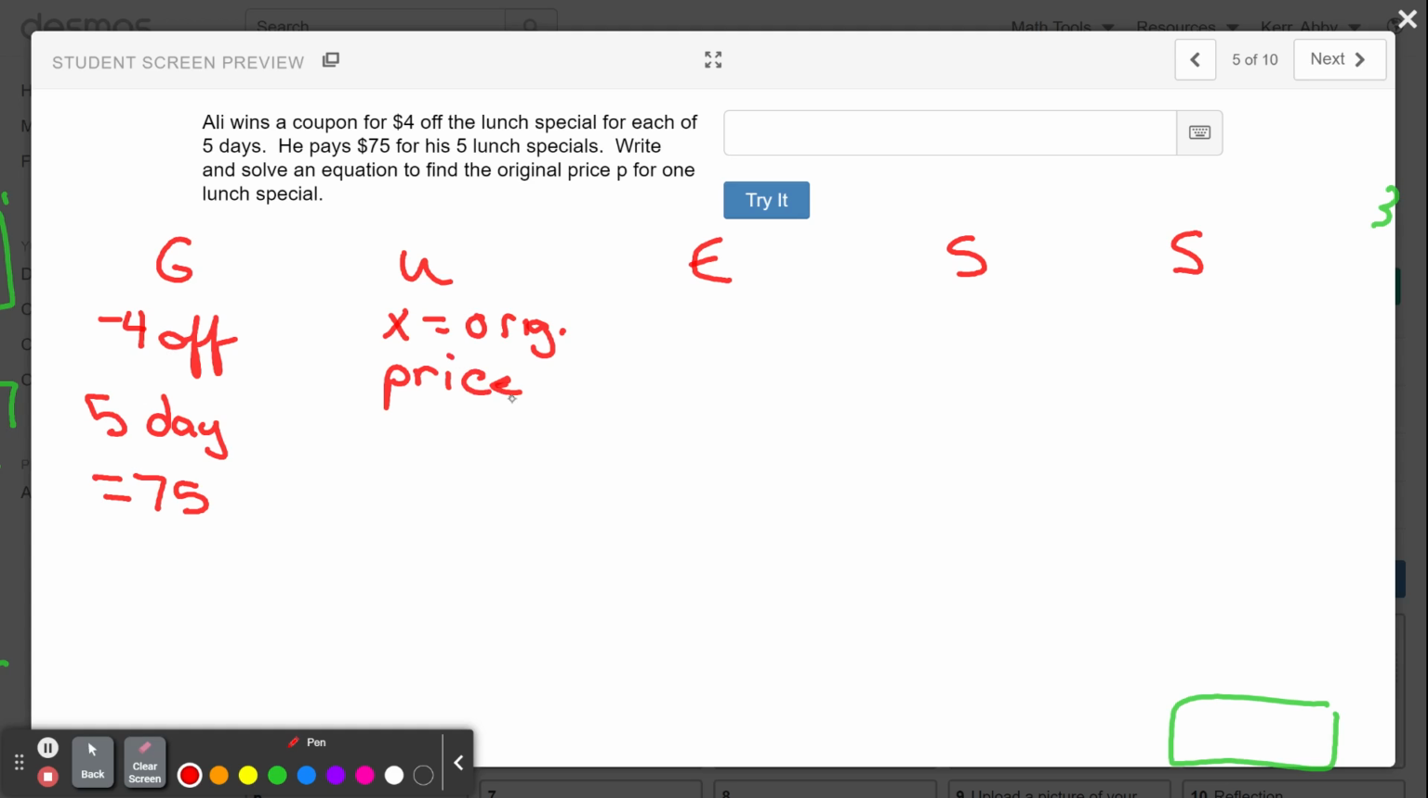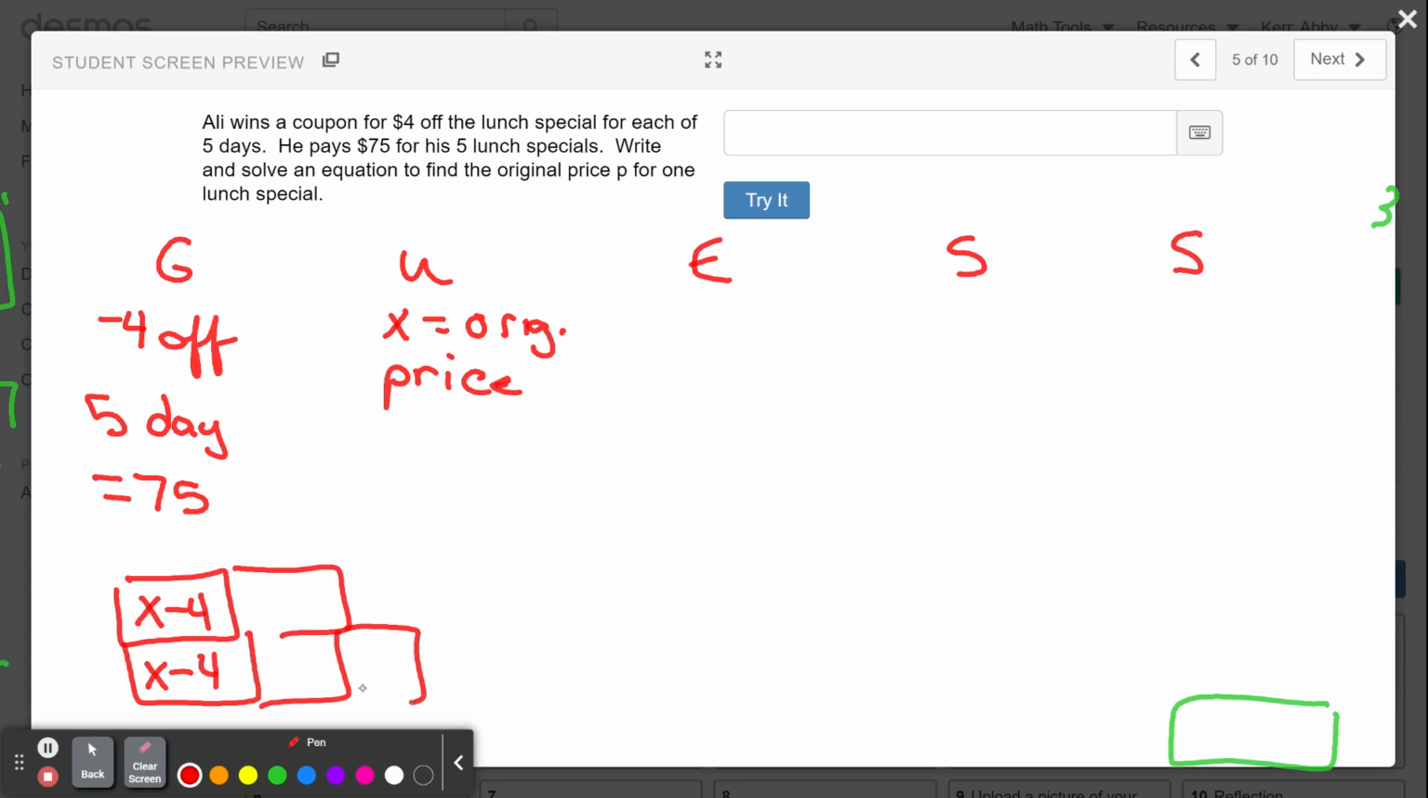Now, this is a grouping equation. The reason why, we know he buys a lunch and it's $4 off. We know he buys another lunch, $4 off, $4 off, $4 off, for a total of 5 different days. Now that is too many lunches to draw. So what we do in math, we group them. How many lunches do we have? We have 5.